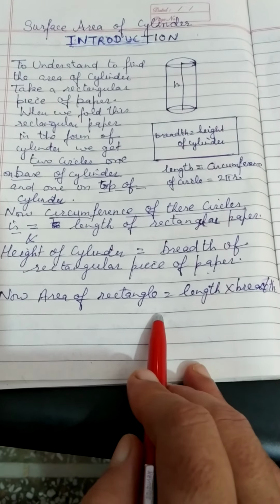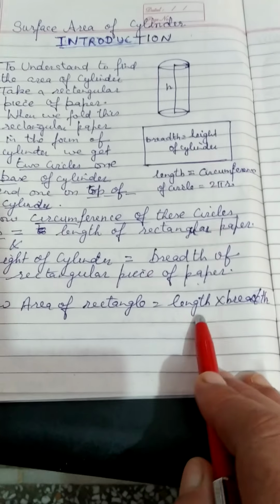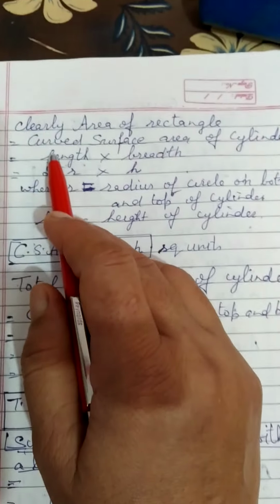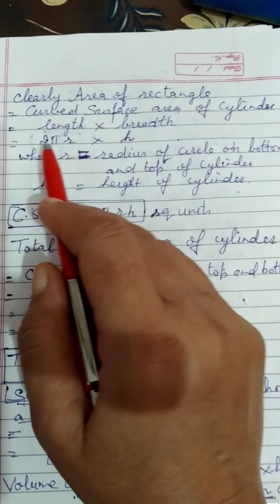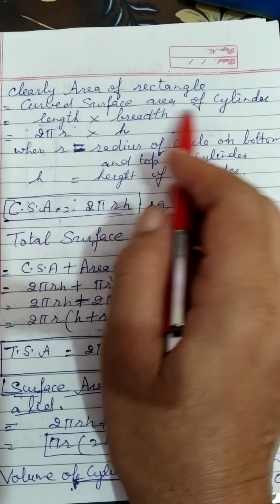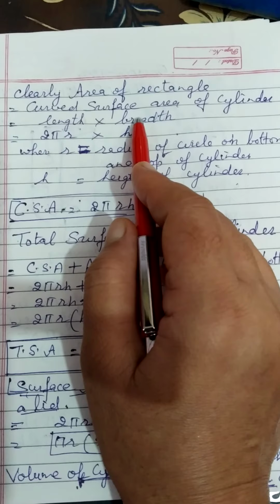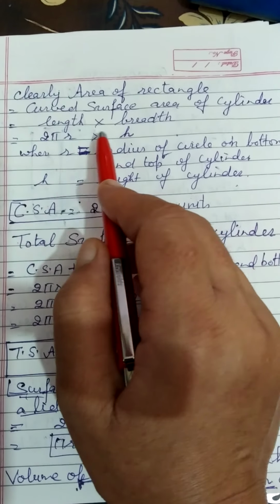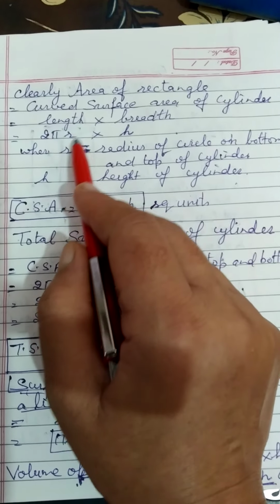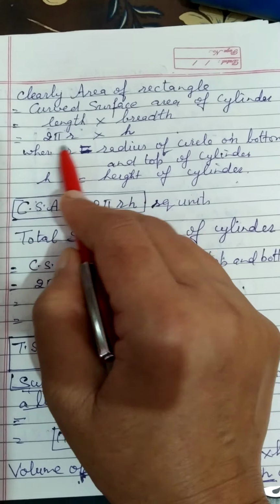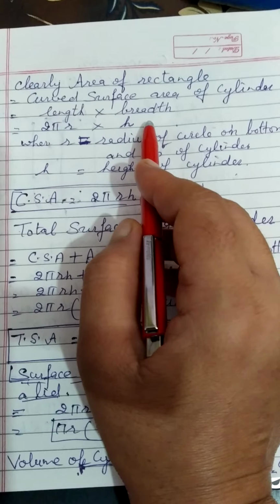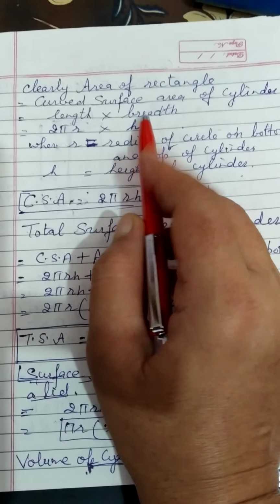Now the area of a rectangle, you know, is equal to length multiplied by breadth. Clearly, the area of a rectangle is length into breadth. Length was the curved length into breadth. Length was the circumference of the circle and breadth was the height of the cylinder.